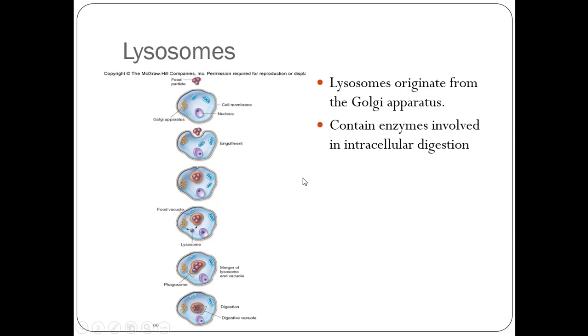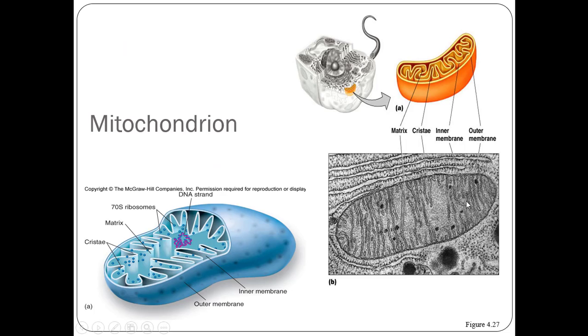The lysosomes originate from the Golgi apparatus, and they contain enzymes involved in intracellular digestion. So if you can see here, a food particle comes into the cell, and it gets absorbed into a membrane here, and then it makes a little food vacuole where the lysosome from the Golgi apparatus comes up here to the food vacuole, combines with it, and then digests it, like so. So the lysosomes originate from the Golgi apparatus, like here, and they do their thing, they digest.